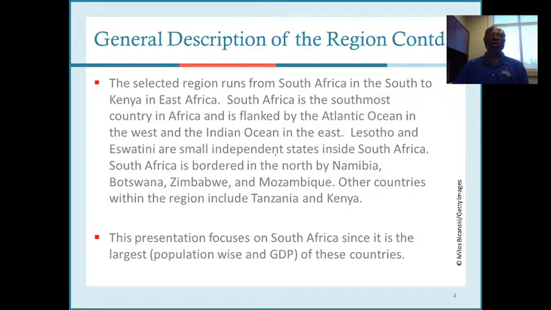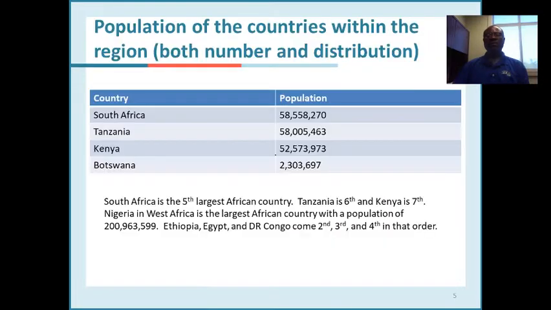Lesotho and Eswatini are small independent states inside South Africa. South Africa is bordered in the north by Namibia, Botswana, Zimbabwe, and Mozambique. Other countries within the region include Tanzania and Kenya, which we will be discussing.